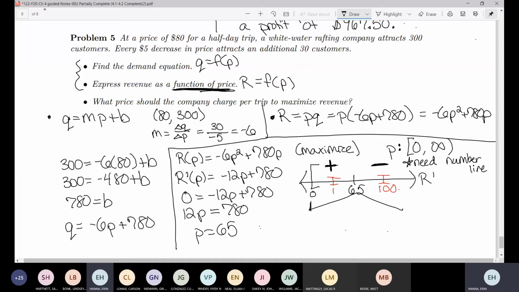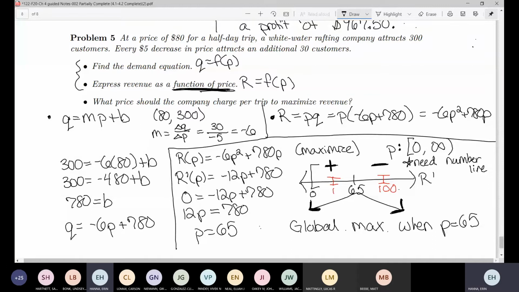So what does that mean for the ends? That means we're going down forever in both directions. If we're going down forever in both directions, that means a global maximum can exist, which is good because we wanted the maximum. So we'll have a global max when p equals 65.